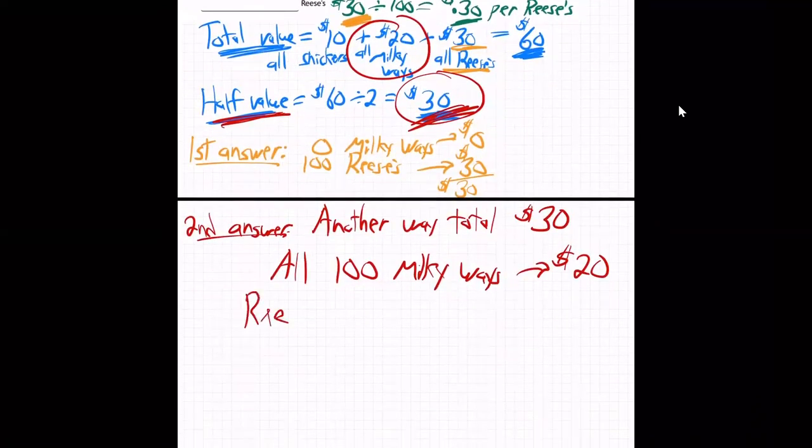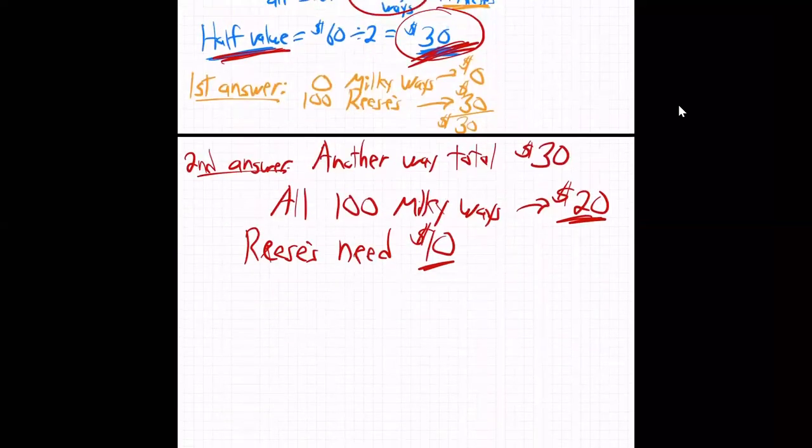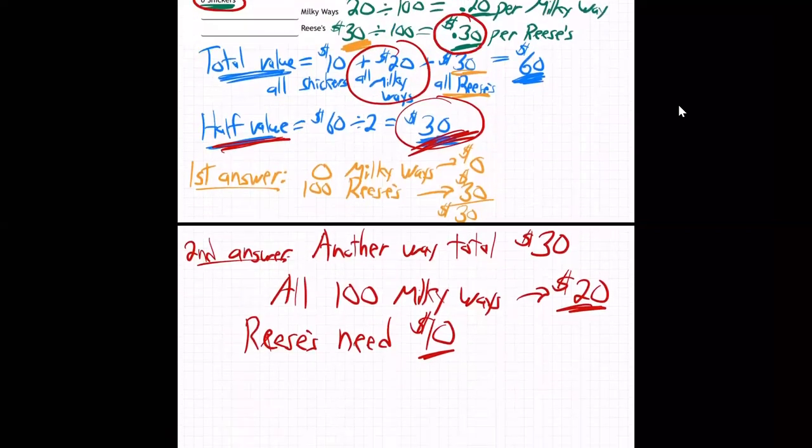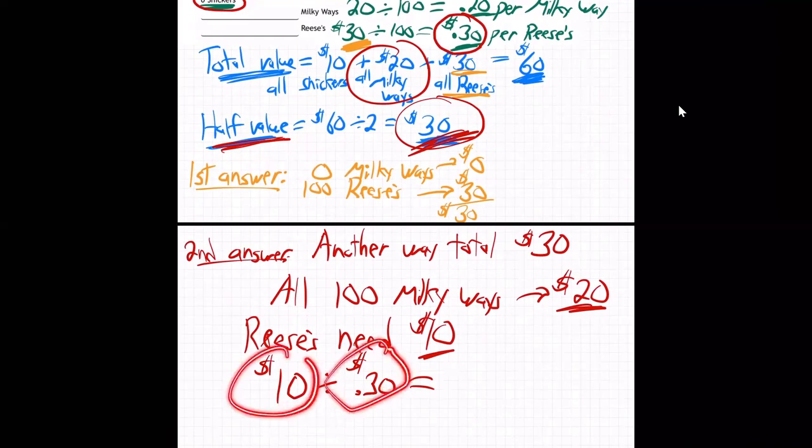So then the Reese's, we need $10 worth of Reese's because the $20 from using all the Milky Ways is $20. So we need 10 more dollars in Reese's to make $30. How many is that? Well, each Reese's right here, 30 cents per Reese's. So $10 total divided by 30 cents per Reese's each, right? How many Reese's do we need to make $10? See what I'm doing? That's called dividing. How many times does that go in there? Each Reese's is worth 30 cents. How many of those to make $10?